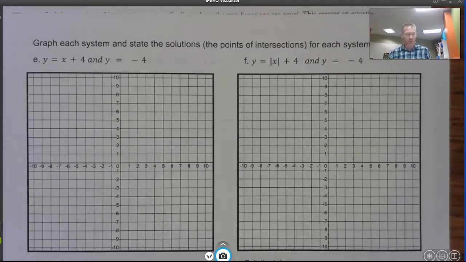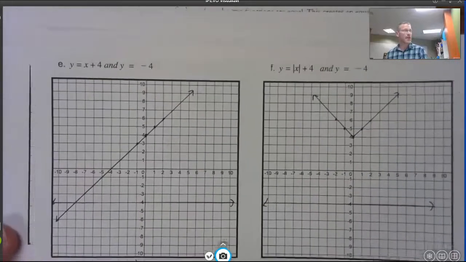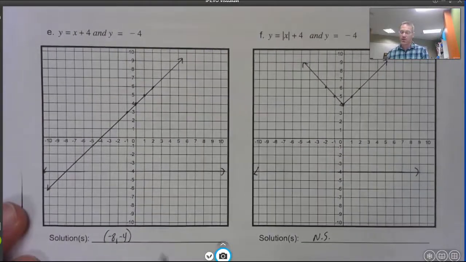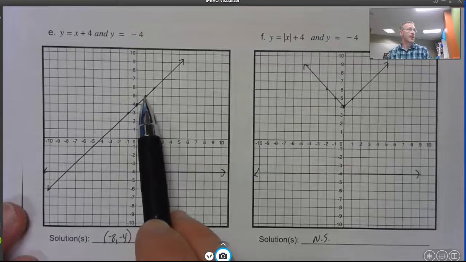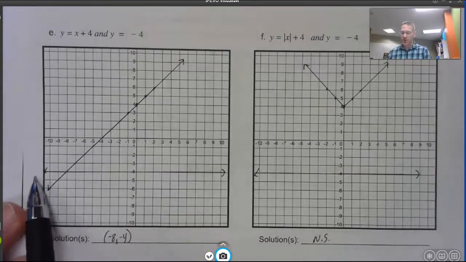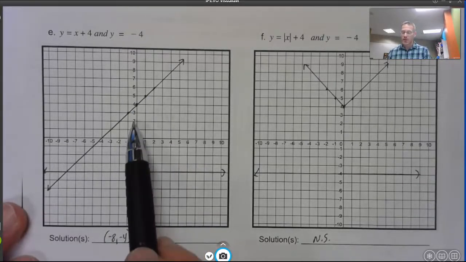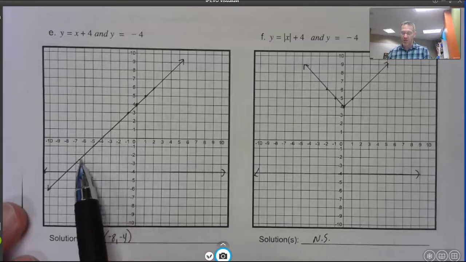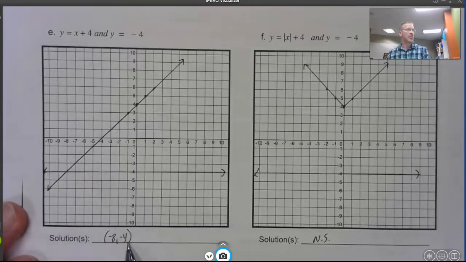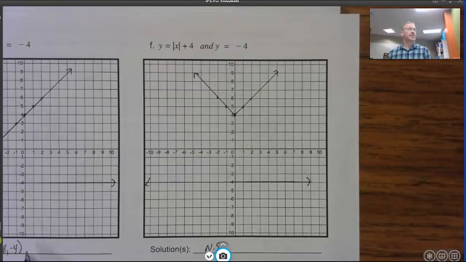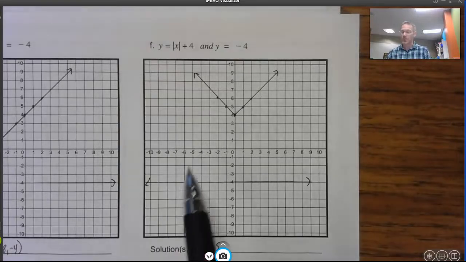So here's my work. On part E here, we start at 0, 4. That's our starting point for our line, and we see I have a rate of change of 1. Now notice we're trying to intersect negative 4 here. So I need to reverse my slope until I get to my point of intersection, which is negative 8, negative 4. Very similar to what we saw in our previous lesson.